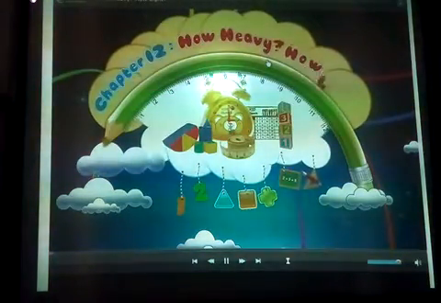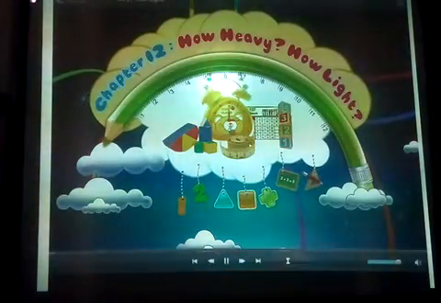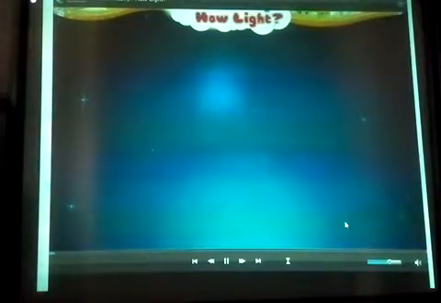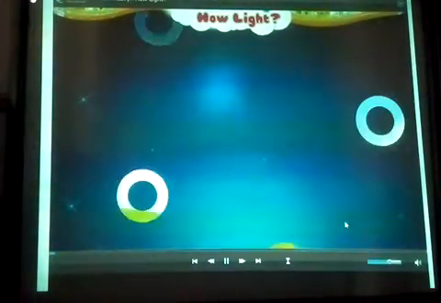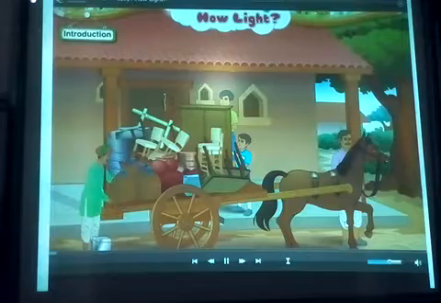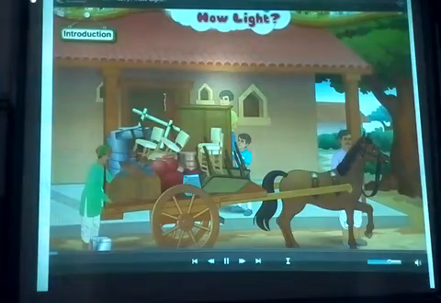Chapter 12. How heavy, how light. Introduction. Hale and Manu were shifting house. They loaded all their things on a horse cart.